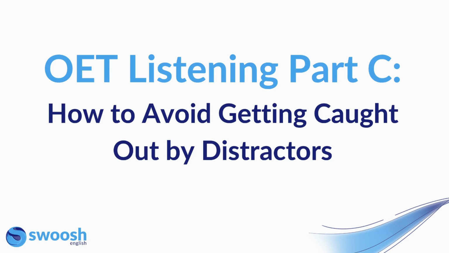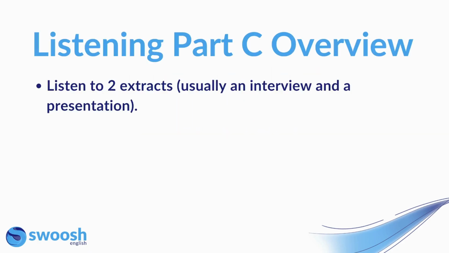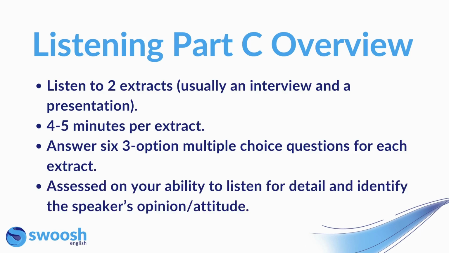Here we go then. This is how to avoid getting caught out by distractors in OET listening Part C. We'll begin with a quick overview of Part C of the listening test. So you will listen to two extracts, usually an interview and a presentation, or it could be two interviews and two presentations. And the extracts last for about 4 to 5 minutes each. And you will have to answer 6 3-option multiple choice questions for each extract. You will be assessed on your ability to listen for detail, identify the speaker's opinion, or even identify their attitude. So that's listening Part C.